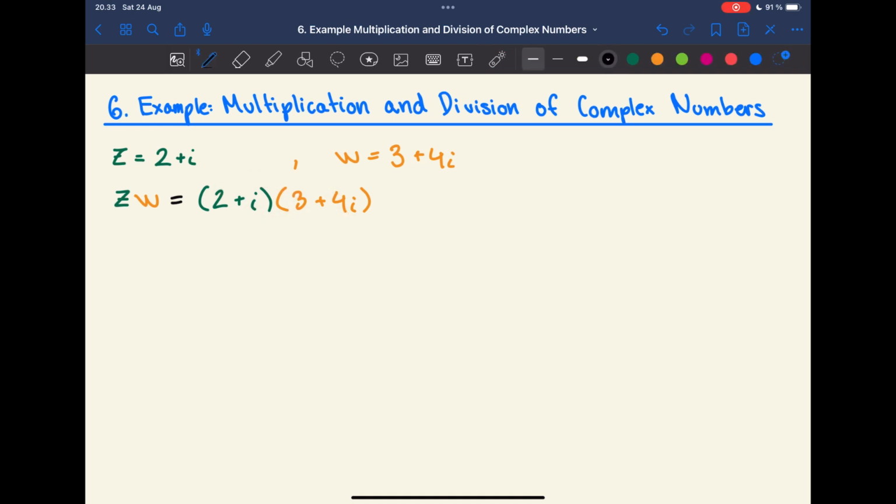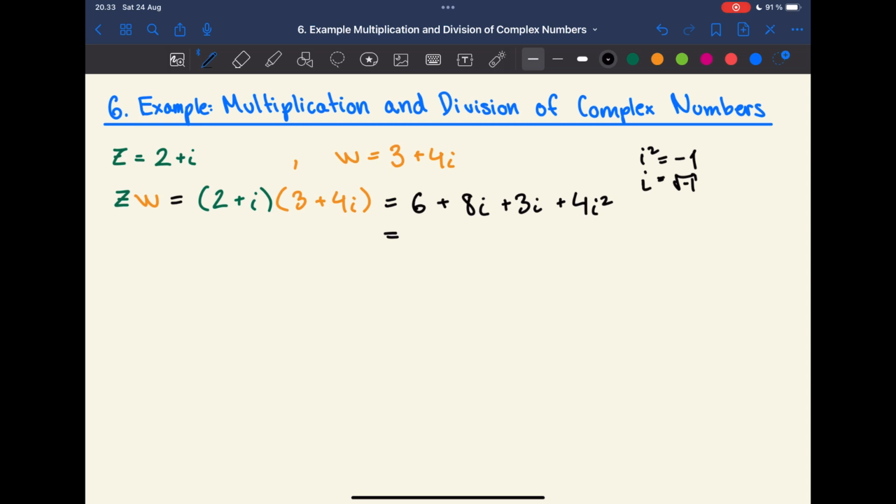So we're just going to do that in all black here. So we're going to get 6 because that's 2 times 3. Then we're going to get 2 times 4i, that's going to give us 8i. Then for the other terms, we're going to get 3i because we multiply i with 3, and then we're going to get 4i squared. And as always, i squared is just equal to minus 1. That's the whole point of this imaginary number i, that we have defined it to be the square root of minus 1. So that's i, and then i squared is of course minus 1.